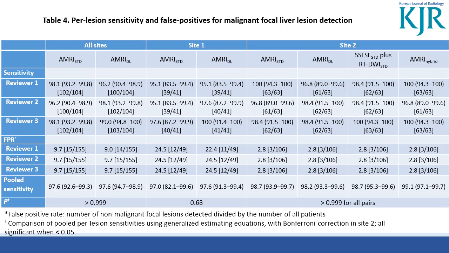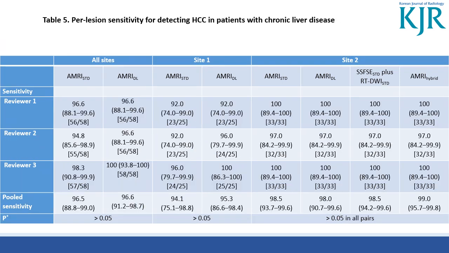The sensitivity for detecting malignant focal lesions in standard AMRI was 97.6%, and that of DL AMRI was 97.6% without significant difference. No significant difference was observed in sensitivity between sites and across reviewers. The sensitivity of AMRI for detecting HCC in a subgroup of patients with chronic liver disease showed no significant difference between standard and deep learning AMRI protocols.